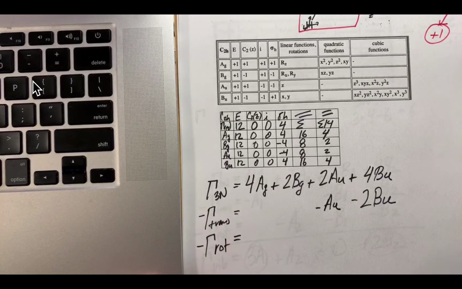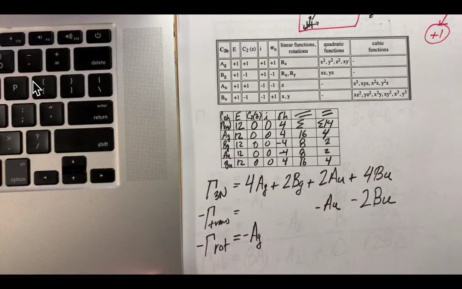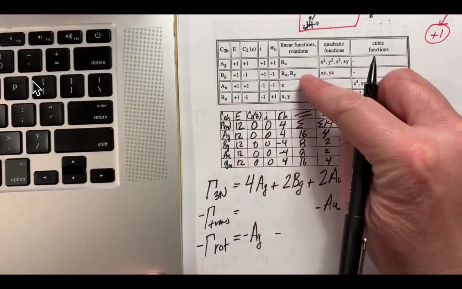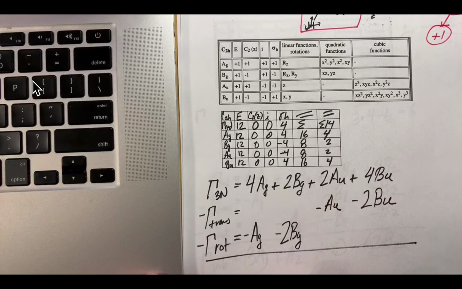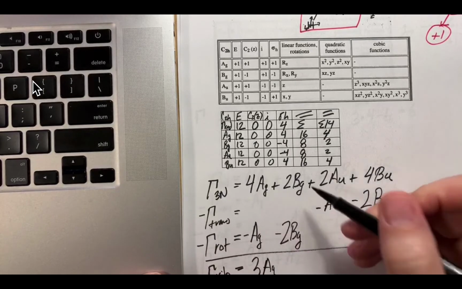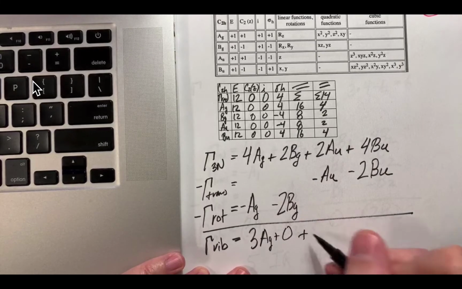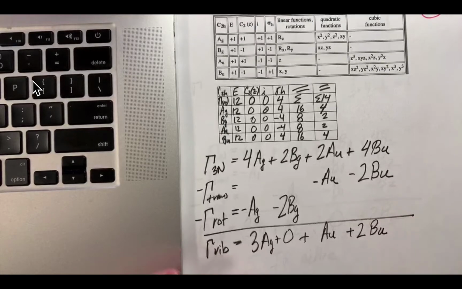Subtract out my rotations. Similar thing's going to happen up here. I subtract out 1 Ag for rotation around Z. I subtract out 1 Bg for rotation around X and 1 Bg for rotation around Y. So total, I subtract out 2 Bg's. I'll do the math now, and whatever's left here is the symmetries of my vibrations. 3 Ag. I totally used up all of the Bg's, so none of those. I'm left with 1 Au, and I'm left with 2 Bu's.